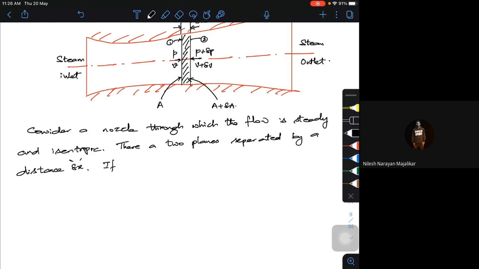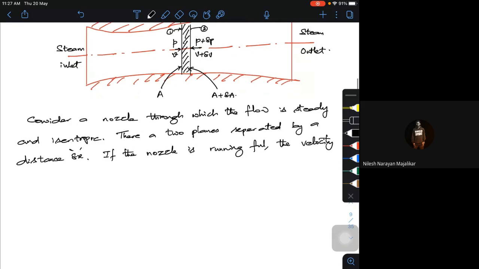If the nozzle is having steam and is running full, that's the meaning of it: the velocity is uniform across any cross section. So this is for any steady flow energy equation. This is what I have.